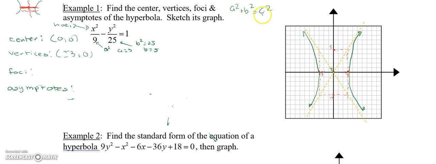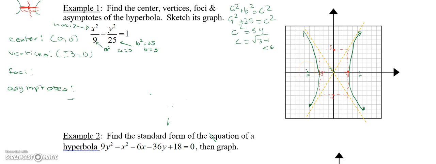So my foci are c units away from the center. So I have my a squared is 9, and b squared is 25, so that equals my c squared. So c squared is 34, or c is the square root of 34, and that number is close to 36, so it's going to be a little less than 6. So I'm going to count a little less than 6, 4, 5, 6 to get to my foci here, and label it with an F.